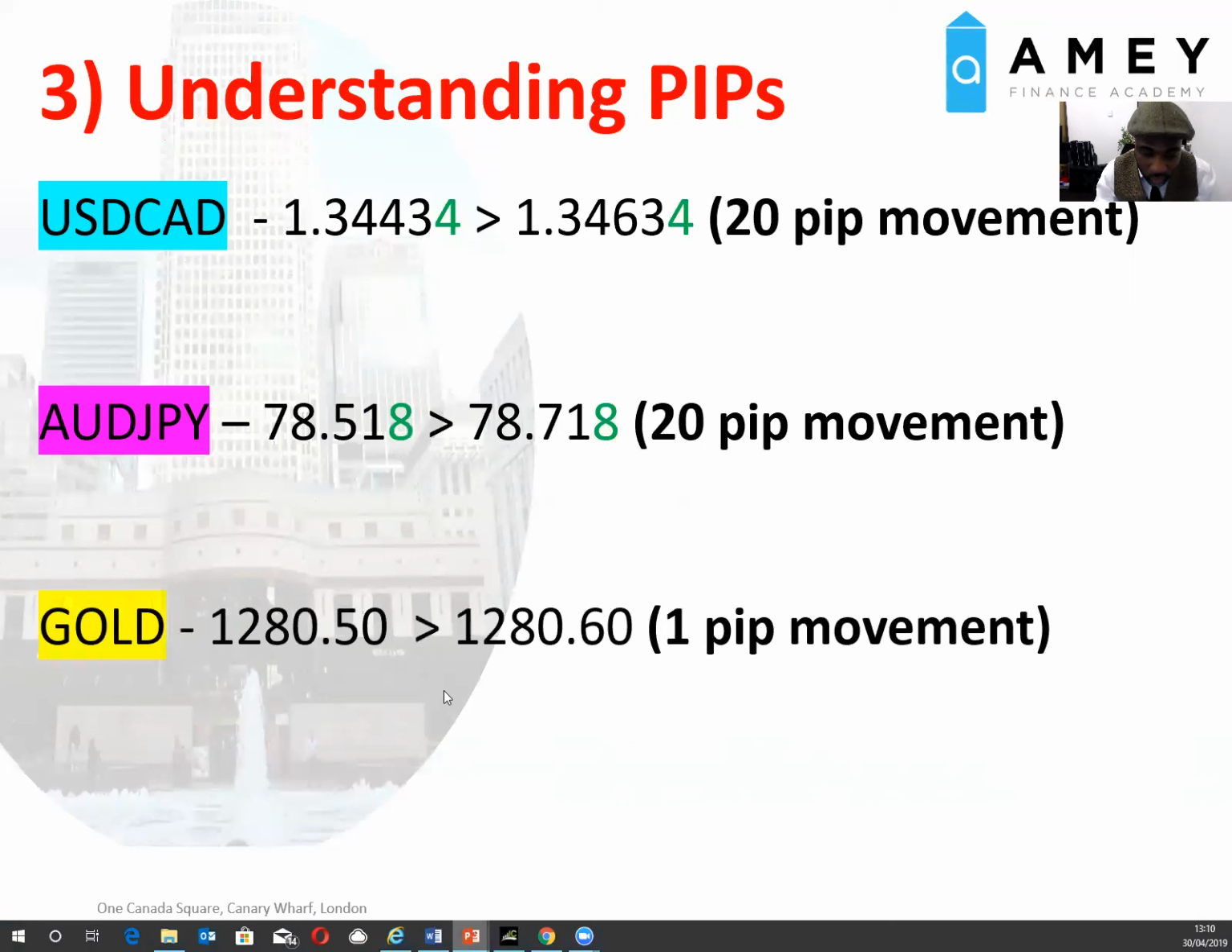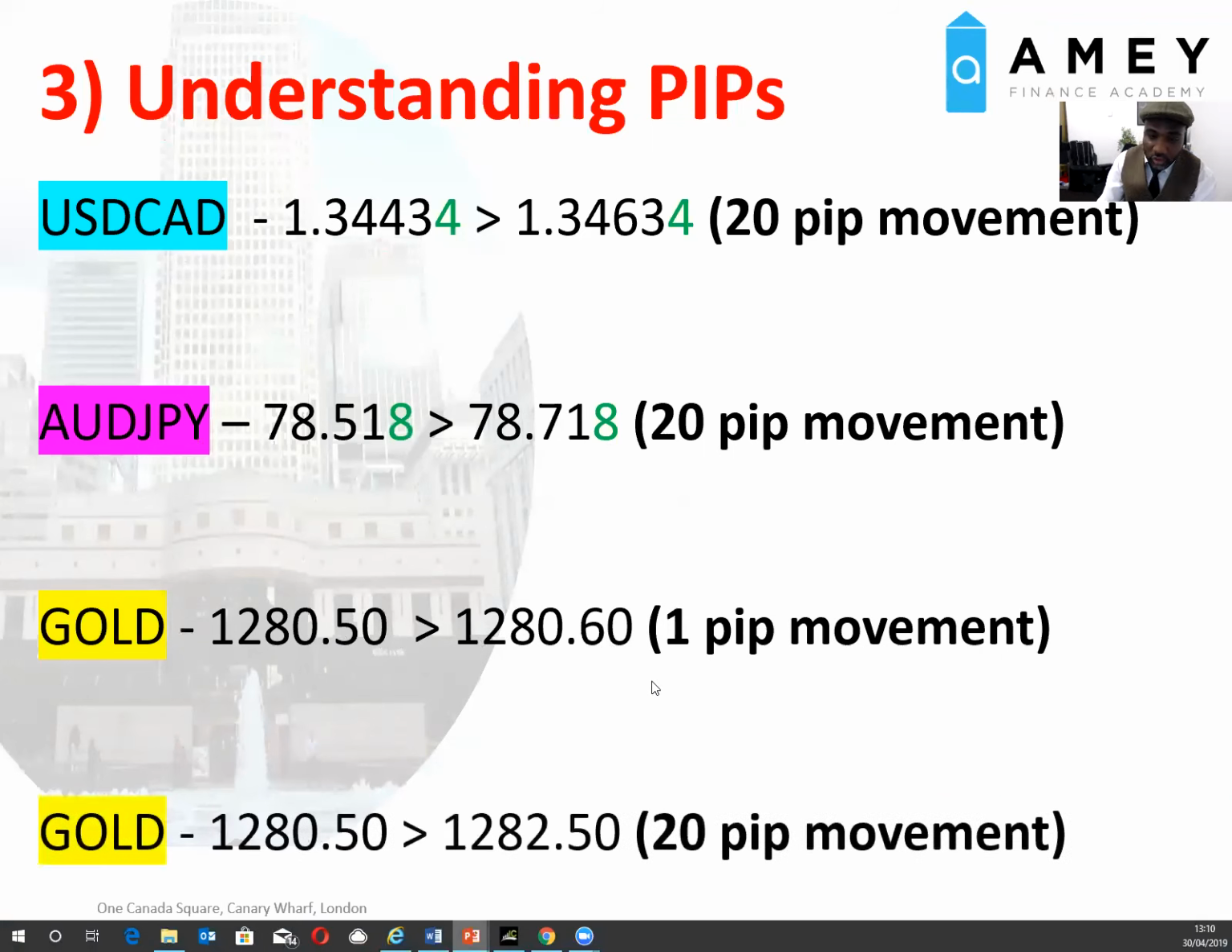Now, gold, which we all know and love, is slightly different again. Here we have 1280.50. Now 1280.60 represents a 1 pip movement. So this number after the decimal point, if it goes up by 1, that's a 1 pip movement. So have a look at a 20 pip movement here.